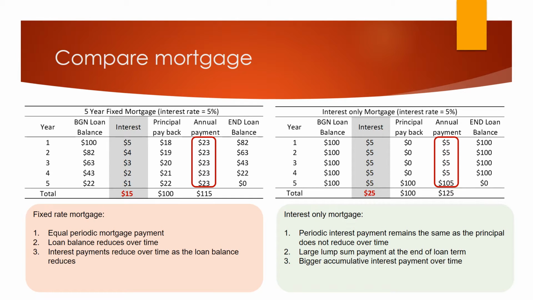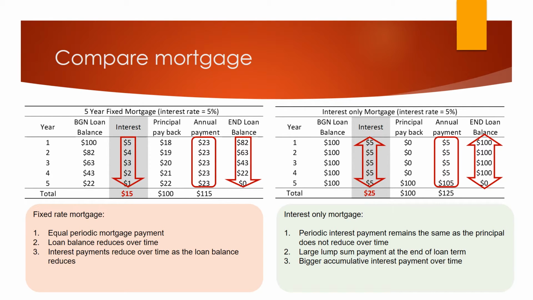The second difference is annual loan balance. Loan balance for a fixed-rate mortgage reduces over time, while the loan balance of an interest-only mortgage remains the same each year until it is paid off in the end. Third difference is interest expenses. For a fixed-rate mortgage, the interest expense decreases as loan balance decreases. However, for an interest-only loan, the interest expense remains the same.